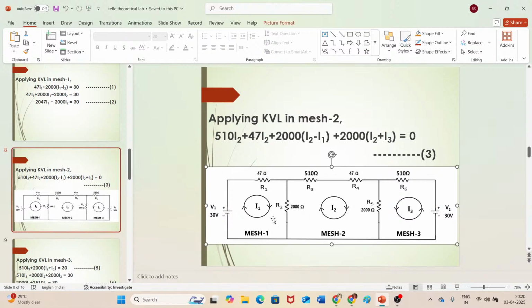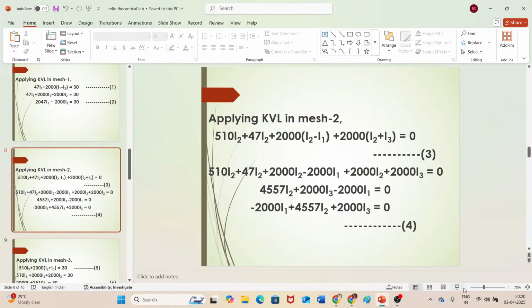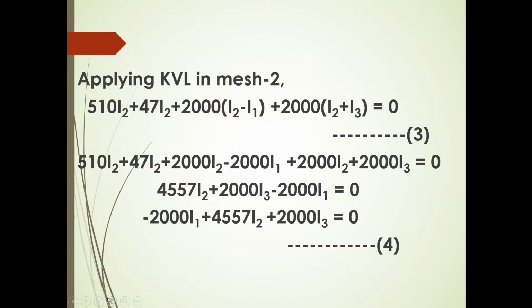I'll just delete this circuit now. Now we have to expand it. Expand means we have to simplify it. So 510 I2 I have written as it is, plus 47 I2. Here 2000 into I2 minus I1 is there. Just expand this expression: 2000 I2 minus 2000 I1, plus 2000 into I2 plus I3, which gives 2000 I2 plus 2000 I3, equal to 0. Now just simplify it.